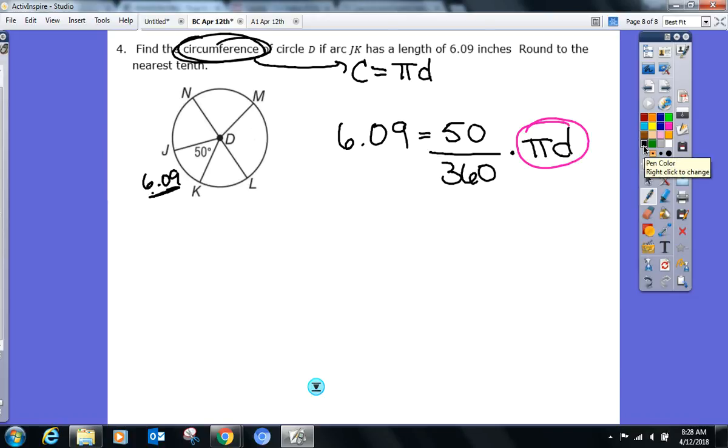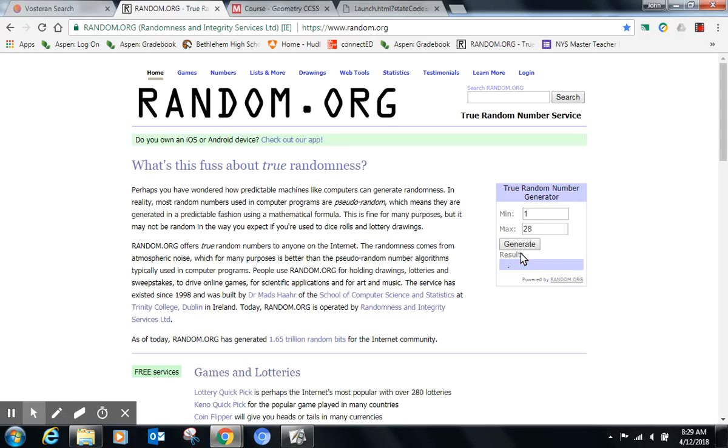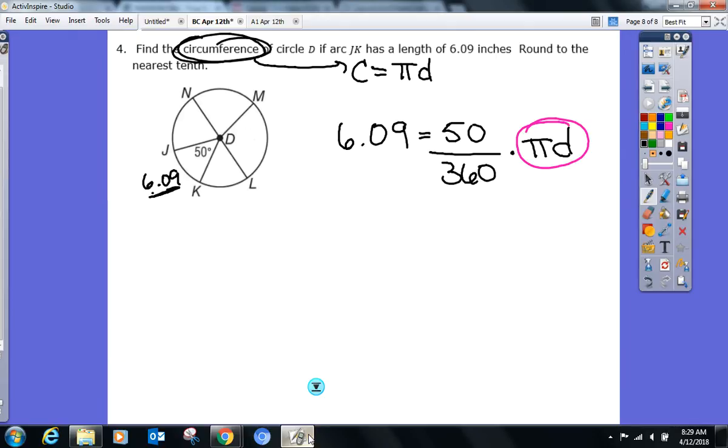All right, so algebra skills taking over. How do I get pi d all by itself? What do I have to do with this 50 over 360 to get it out of there? You can do it in 1 step or you can do it in 2. Let your famous algebraic skills take over. Got any thoughts? Well, 50 over 360, what's in the denominator? And it's being divided, right? So how do you think I get it out of there? Multiply both sides by 360. All right. We've been down this road.